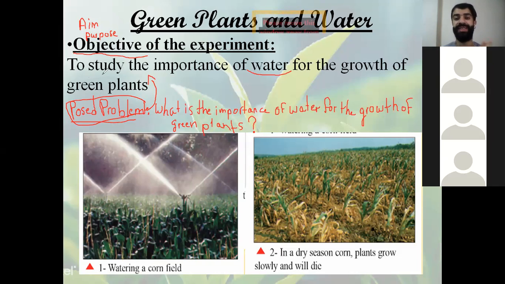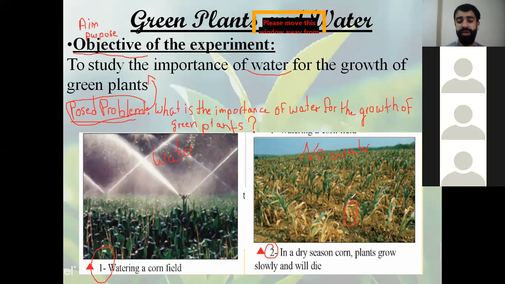So in this experiment, we are studying the importance of water for the growth of green plants. In figure 1, plant 1, we have watering of a cornfield. So water exists. While in the second figure, figure 2, in a dry season, meaning that there is no water, the plants grow slowly and finally they will die. Here, withers means that they become smaller in size and eventually they will die.